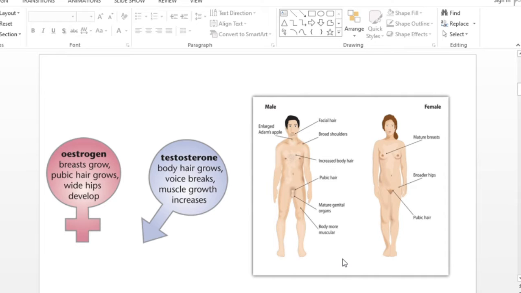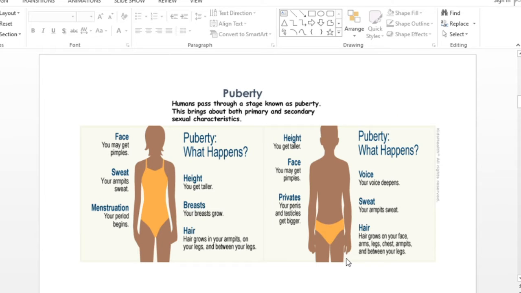These changes are caused by hormones produced by the reproductive organs. In the female body, we can see female hormones like estrogen and progesterone. Here, estrogen plays a major role in breast growth, hair growth in the pubic area, and widening of the hips. In the case of males, the hormone testosterone plays a major role in body hair growth, voice break, muscle growth, etc. Sexual maturity means the reproductive organs are capable of producing sex cells.